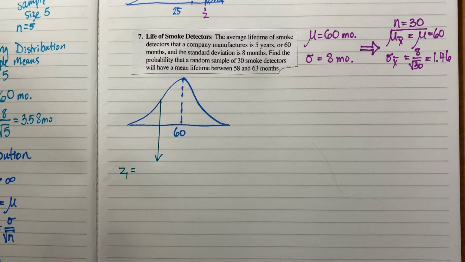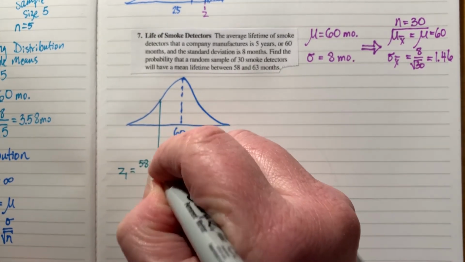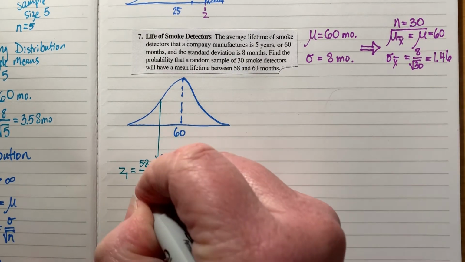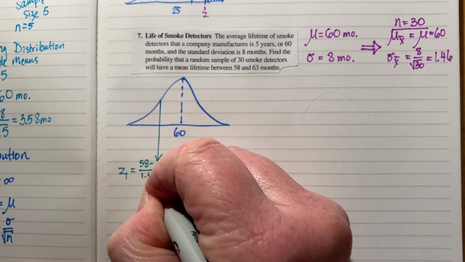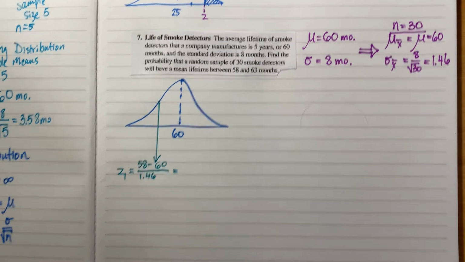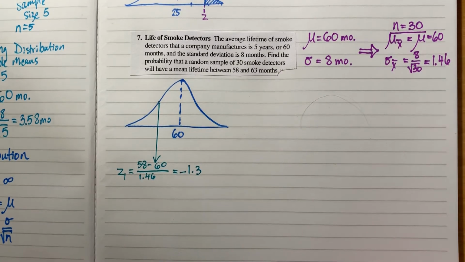How do you calculate that? Well, I'm just going to take my 58 and I'm going to subtract it by my mean, and I'm going to divide that by the sample standard deviation, 1.46. What are you ending up with? I am ending up with negative 1.369. I'm going to round that to negative 1.37. So far, so good? Okay.